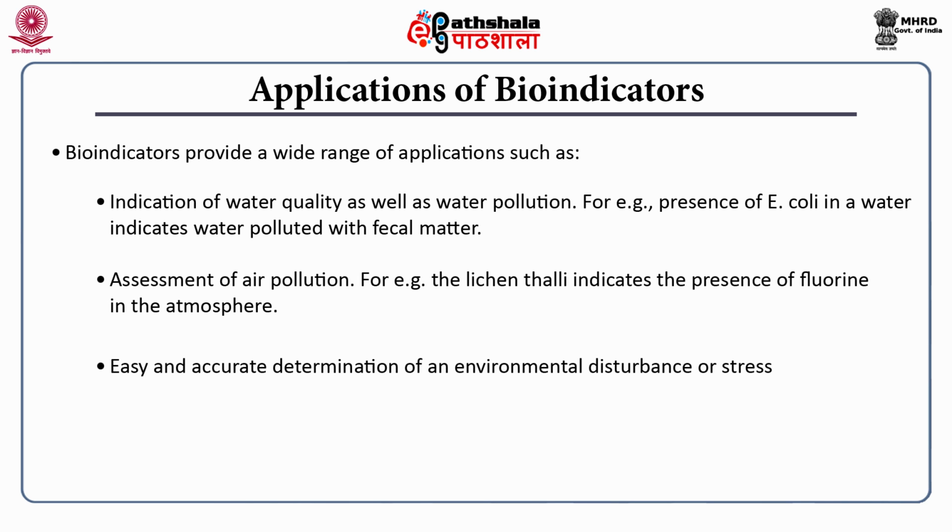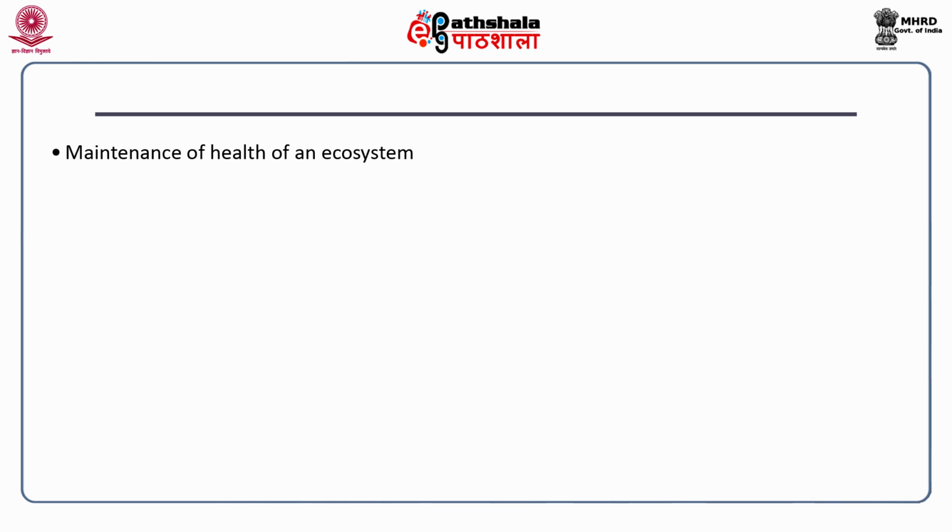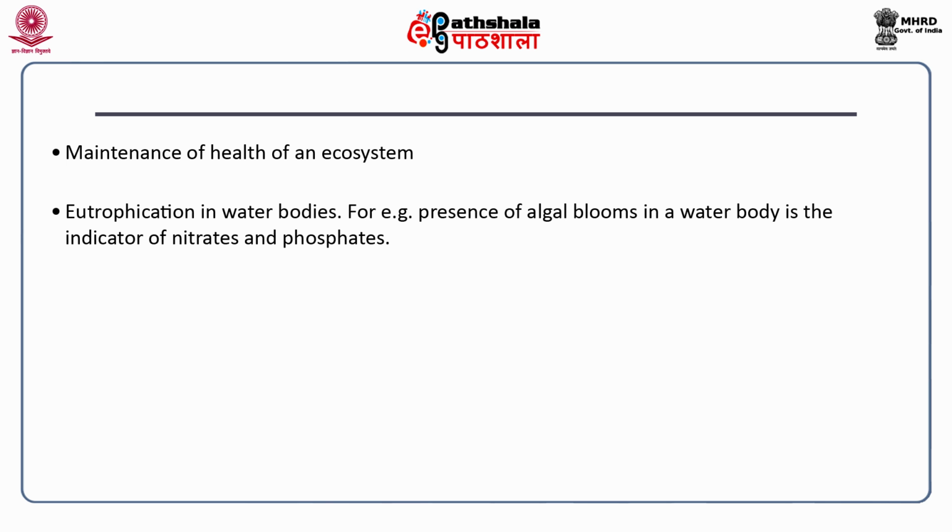Easy and accurate determination of an environmental disturbance or stress can also be carried out using a bioindicator. Therefore, bioindicators are helpful in the assessment of environmental quality. They are also helpful in maintenance of the health of the ecosystem. The level of eutrophication in the water bodies can also be indicated using bioindicators.